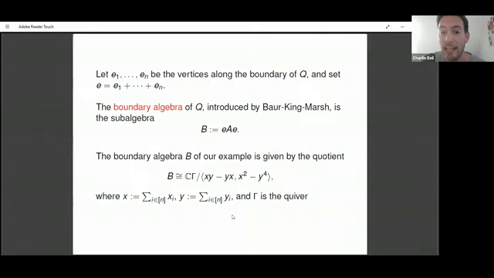Okay, so that's this gamma here, and you say X is the sum of all these X_i arrows, and Y to be the sum of all these Y_i arrows, and then we just have these relations here. So this is actually many relations, but it's just a compact way of writing it. To get the individual relations, you just multiply these by the vertex idempotents along the boundary.